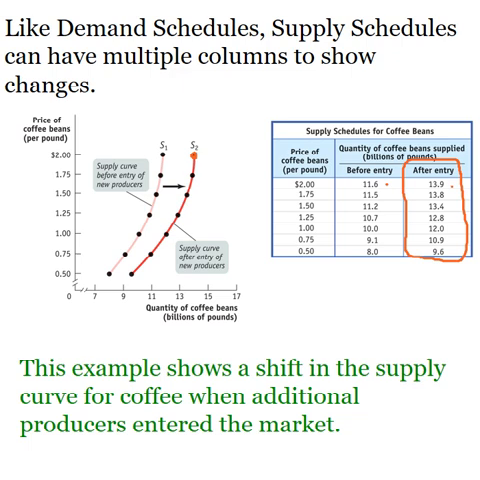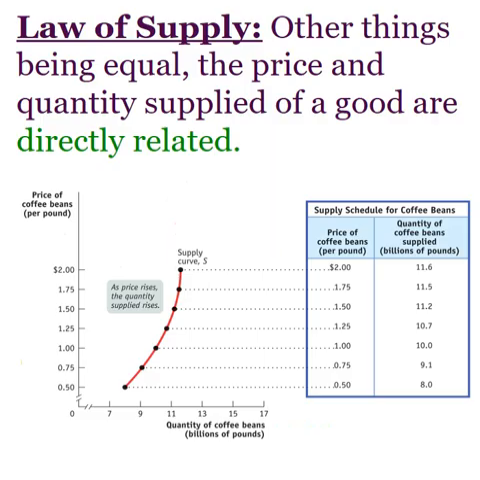So at every single point along this table, there's a higher number being supplied. That shows you that supply overall increased. It shifted to the right, which is what we can see in this drawing. The law of supply is stating that other things being equal, all other things equal, ceteris paribus, the price and quantity supplied of a good are directly related.